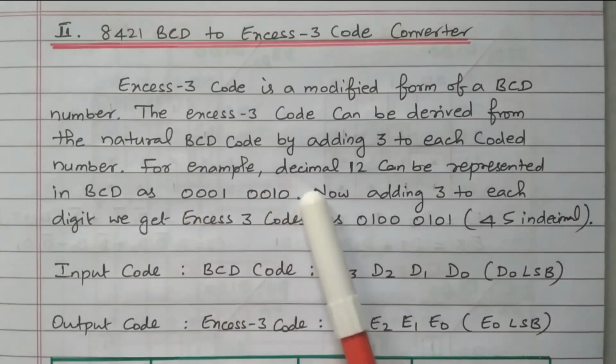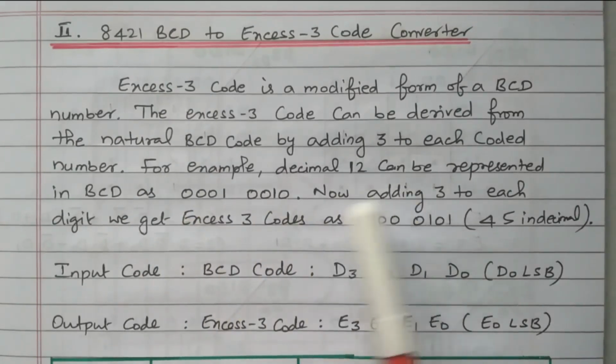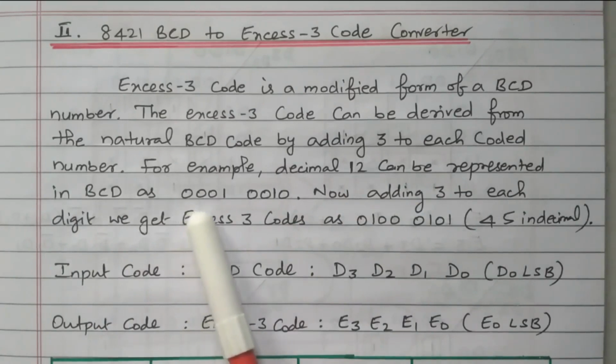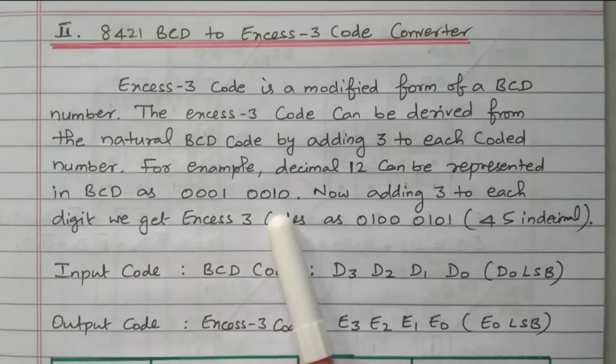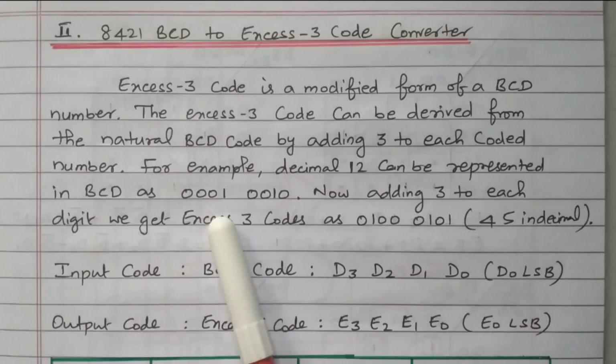For example, the decimal number 12 can be represented in BCD as 0001 0010. That is by using 8421 weightage.